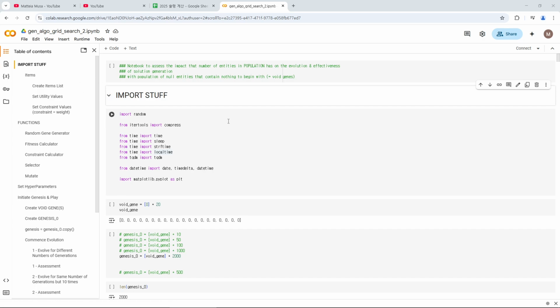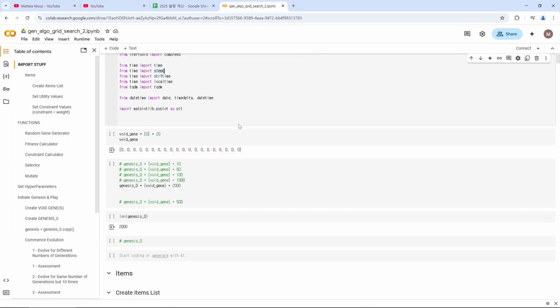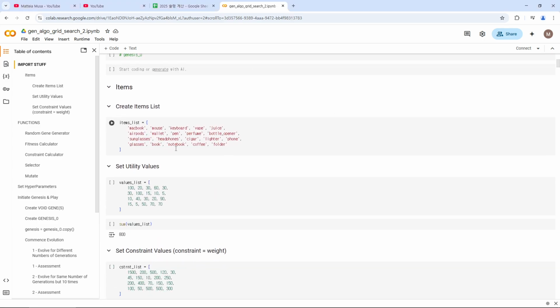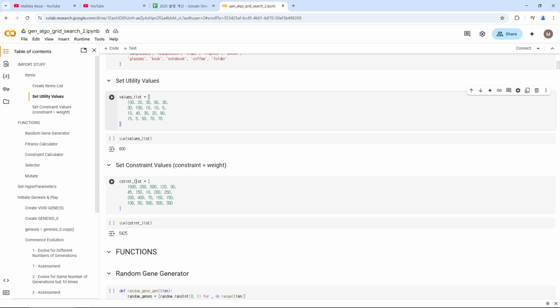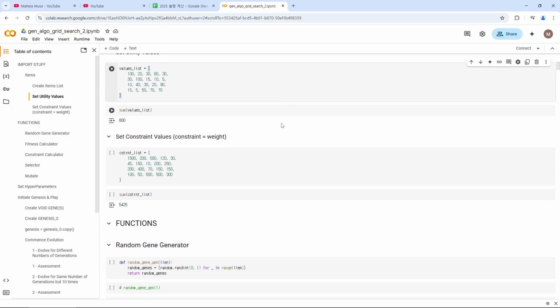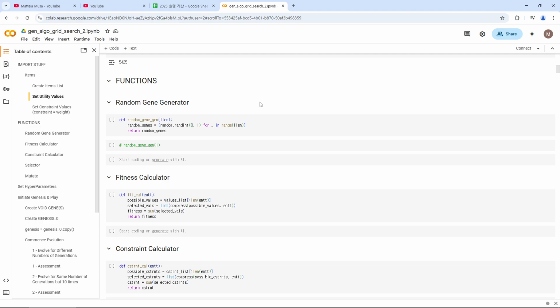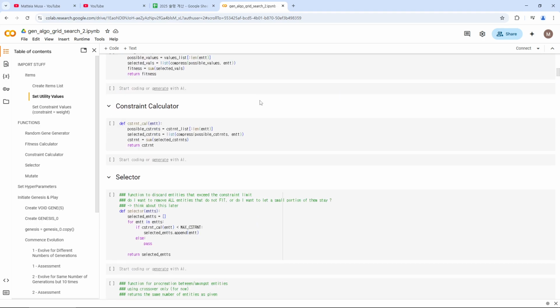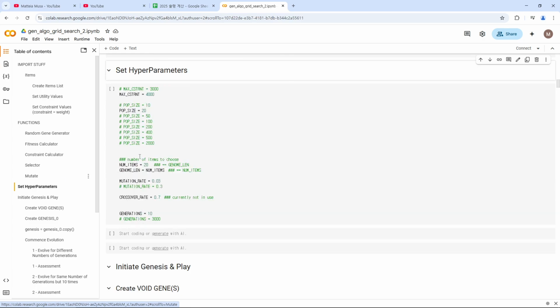So here we go. First off, we import all the things we need, and the items and the values and constraint lists. All these lists are created. They are still the same as before, so nothing different there, nothing unusual. All the functions are also the same and the hyperparameters are also the same.